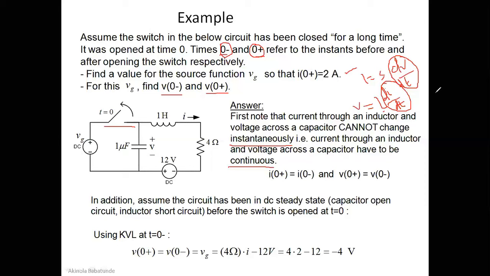So if we obey this particular law, if they are continuous, it simply means that for the inductor, I of 0 plus must be equal to I of 0 minus, and for the capacitor, V of 0 plus must be equal to V of 0 minus, because these terms are continuous, not instantaneous. All right, so in addition, assume the circuit has been in DC state, the capacitor will be opened and then the inductor will be short circuited.